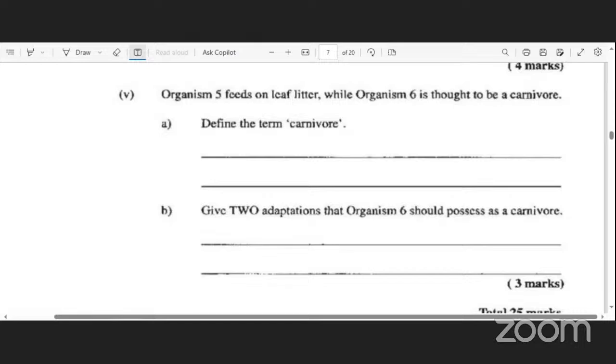The term carnivore refers to an animal that primarily feeds on the flesh of other animals. All right, nice.